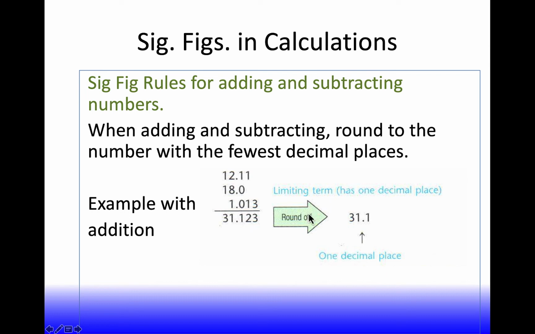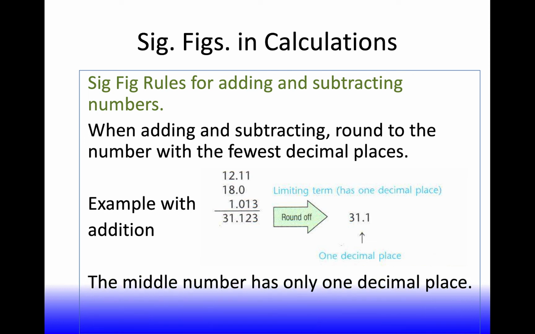So we add everything up, then we round to that position, to 1 decimal. And when we round to 1 decimal, since now the 2 is less than 5, we round down, so it's going to round to 31.1. And our answer will only have 1 decimal place. Okay? The middle number only has 1 decimal. That's the one that's determining how we have to round this equation.